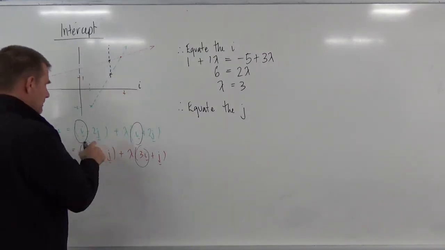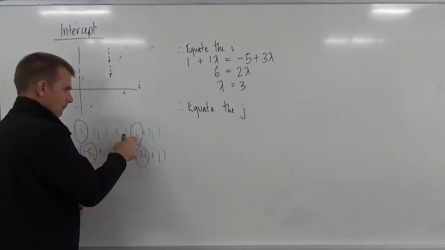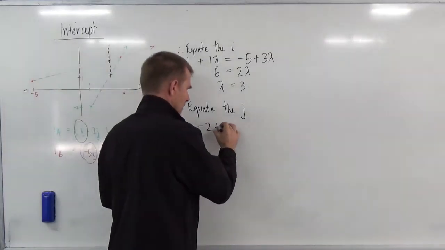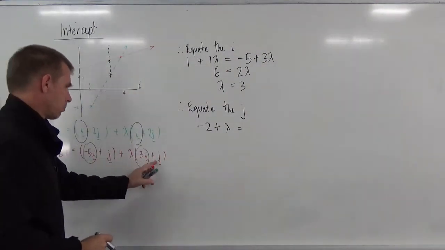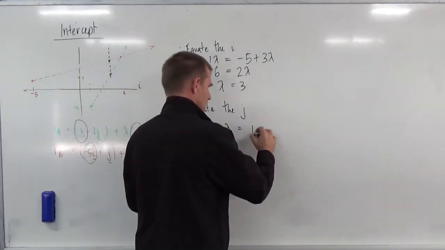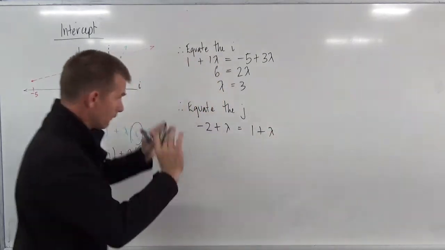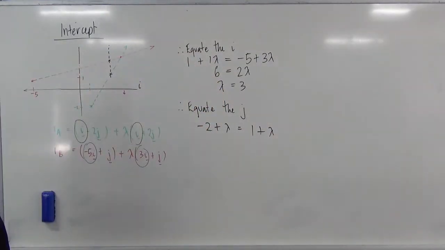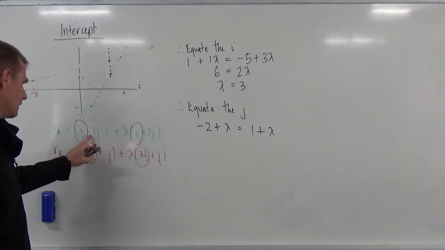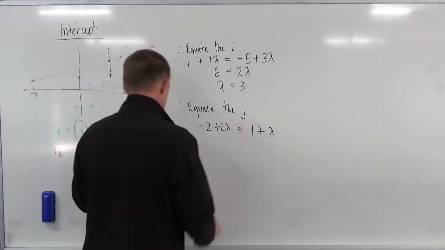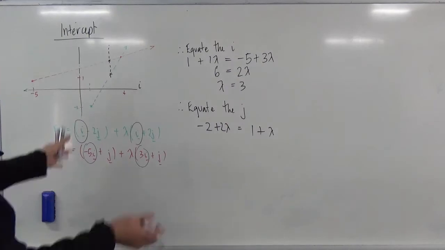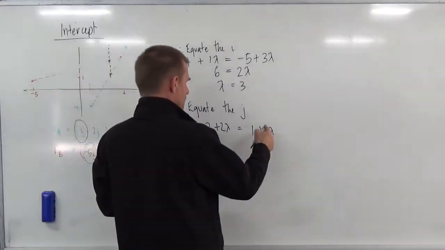So let's do the j's. So we've got -2 plus 1. And we've got 1 plus 1. Now hopefully this works out this time. Oh, I've already made a mistake, I can tell. What have I done? Oh, I missed the 2 here. -2 plus 2. So I think that will fix us up. Hopefully, yes, I think we're okay now.